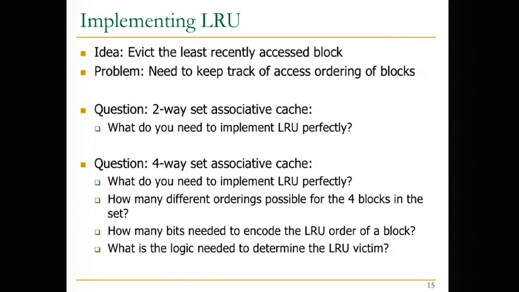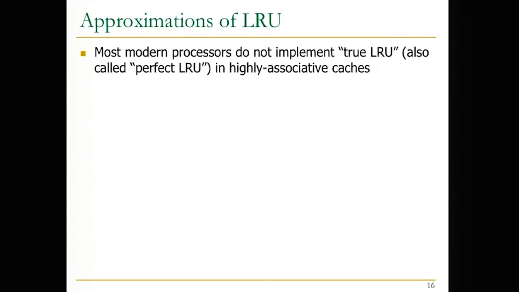What is the logic needed to determine the LRU victim? Now you need to have a decoder, though. You have 24 different possibilities, and you need to decode and figure out which block, which way is really the least recently used. Now that becomes complex, right, with that ordering. If you have 2 bits per block, it's perhaps easier logic to determine which one. We can do this exercise more. If you want a 32-way set associative cache, now you have 32 factorial orderings, and even the number of bits becomes unreasonable at that point. That's exactly why modern processors do not implement true LRU, also called perfect LRU, in highly associative caches. And you can easily find 32-way associative caches in today's processors, especially last-level caches.